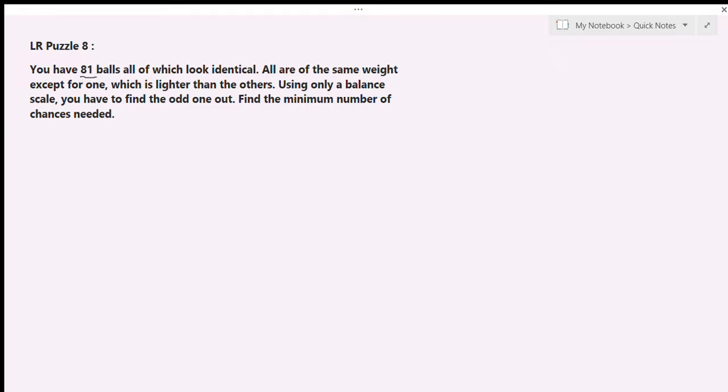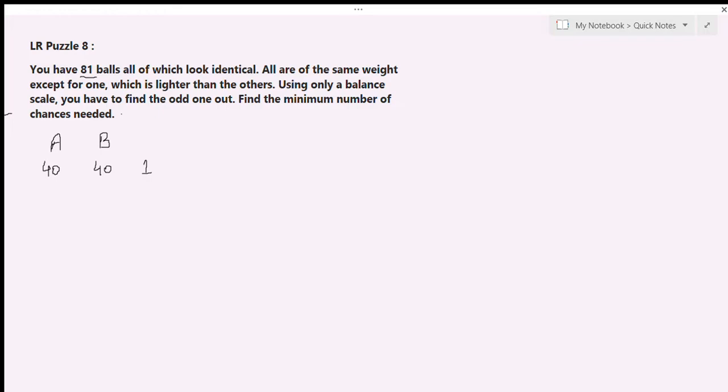Suppose you were to divide this into two equal halves, let us say group A and group B: 40, 40, and one of these is kept aside. First of all, a person might say that I'll keep 40 balls on the left hand side of the scale and 40 balls on the right hand side of the scale. If both of these are equal, then the 81st ball is the lighter ball. But this is not guaranteed in the very first attempt. So we have to find the minimum number of ways in which it is guaranteed.